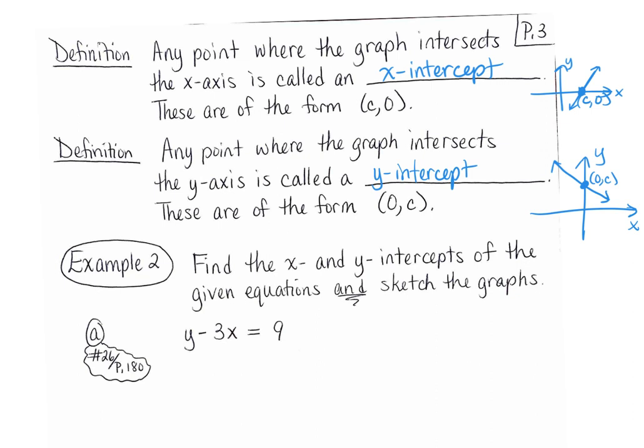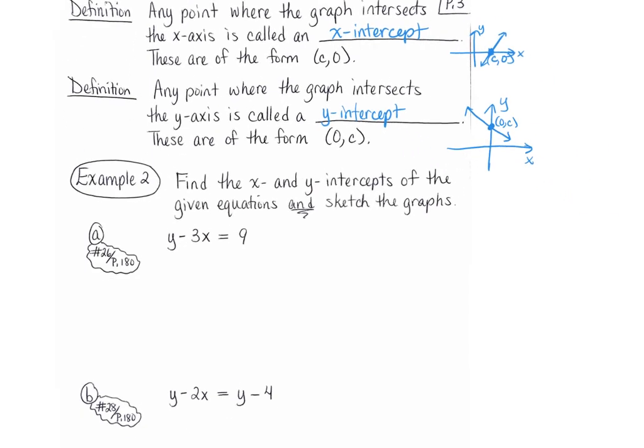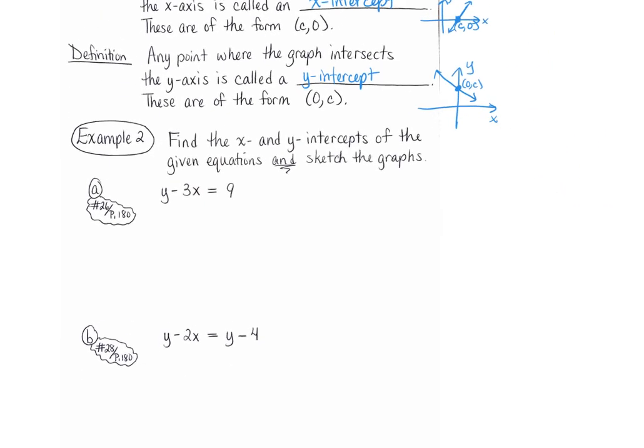So now let's go through example 2. In example 2, we want to find the x and the y intercepts of the given equations, and we want to sketch their graphs. So you have y minus 3x equals 9. There are a few ways you can do this. As Arquez was saying, you may want to put this in slope-intercept form if you know that already. If you don't, you can do an XY chart, right?